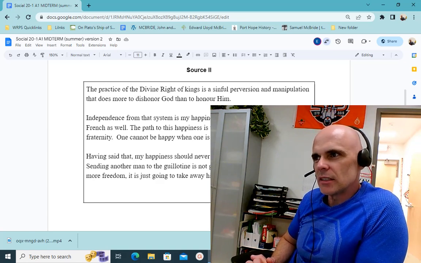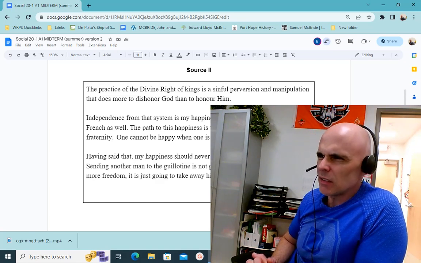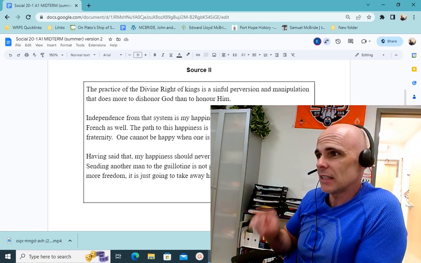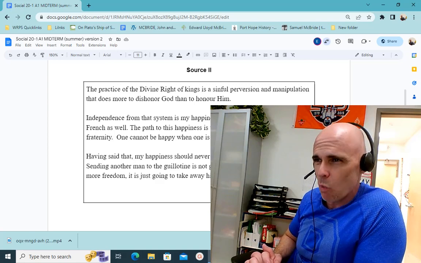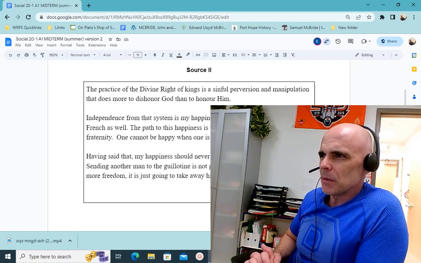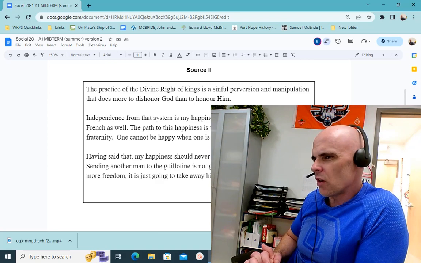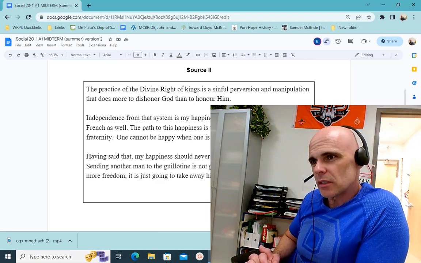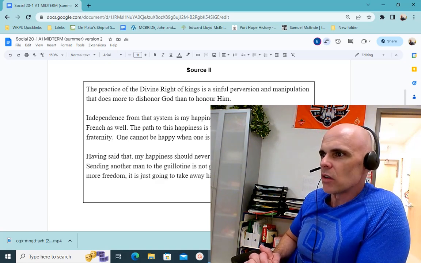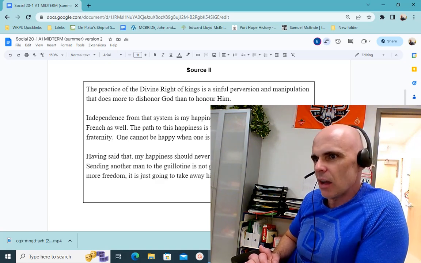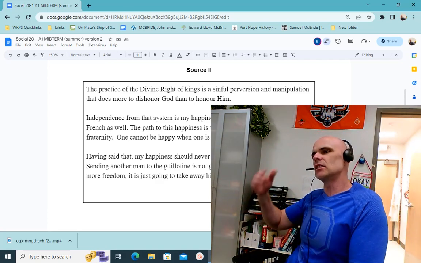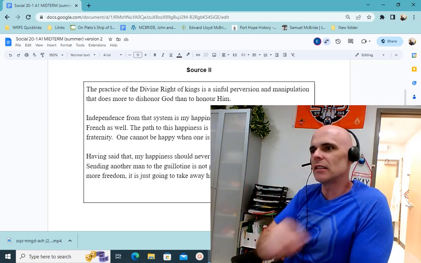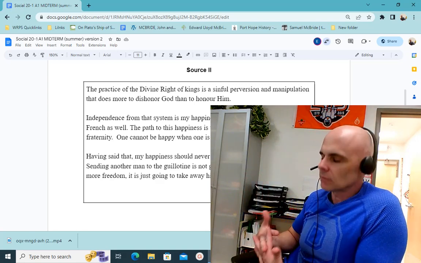Practice of the divine right of kings is a sinful perversion and manipulation that does more to dishonor God than to honor him. Independence from that system is my happiness, and it is the happiness of the French as well. The path of this happiness is through liberté, equality, and fraternity. One cannot be happy when one is limited by the authority of others. Having said that, my happiness should never justify the necessity to kill others. Sending another man to the guillotine is not going to provide me more happiness, more freedom. It's just going to take away his.